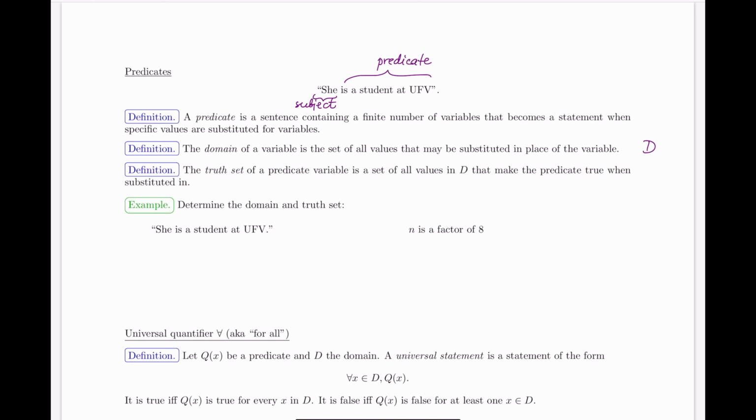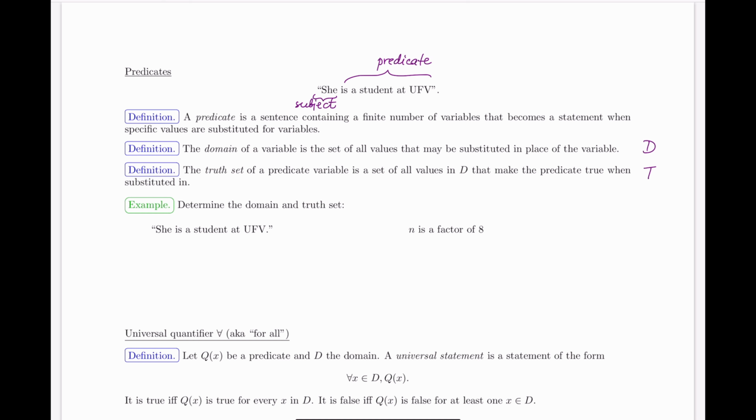And then we can talk about the specific values within the domain that make this statement true. That is what we call the truth set. The truth set of a predicate is a set of all the values in the domain that make it true. And normally, we denote the truth set by the capital letter T.